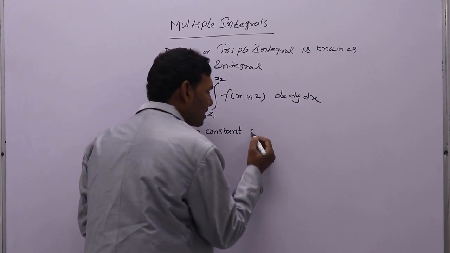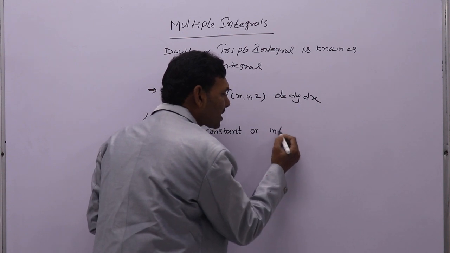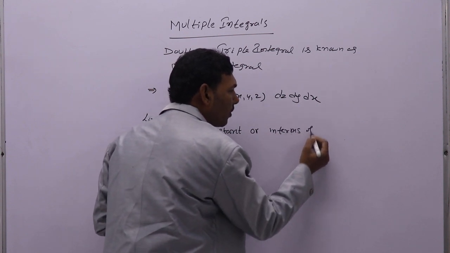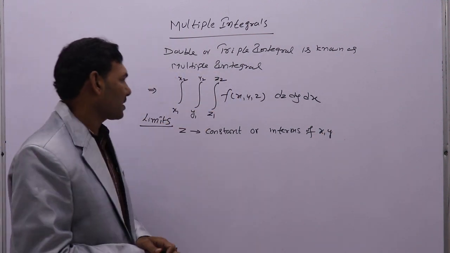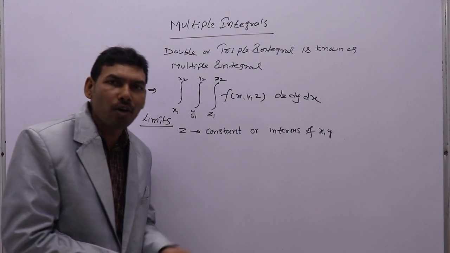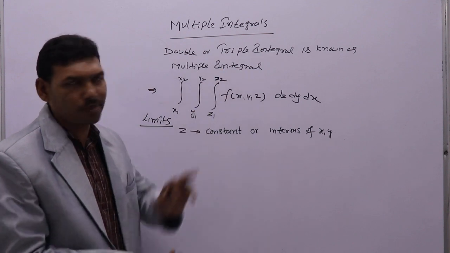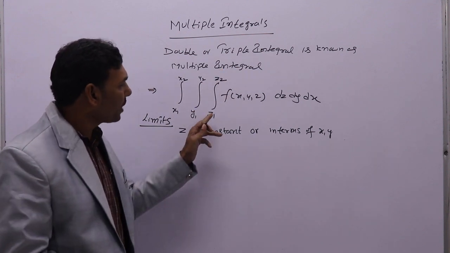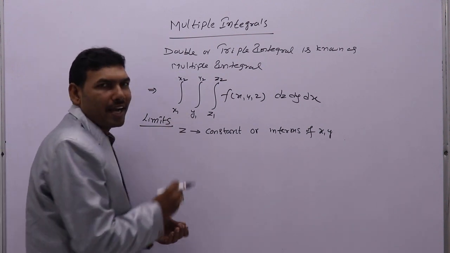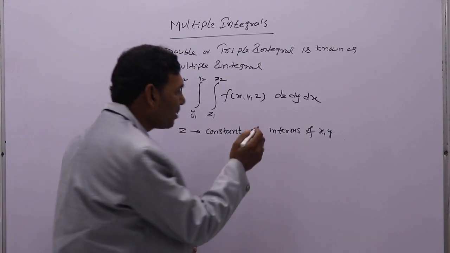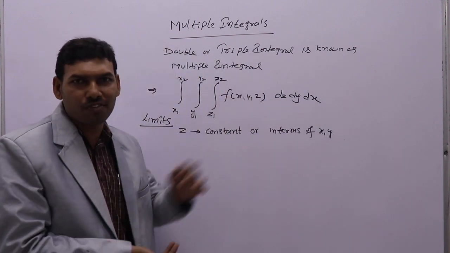What is the other case? It may have the limits in terms of x, y. So z is a variable which may have limits in terms of x, y, meaning z equal to x minus y to x plus y, or z equal to x plus 2y to x minus 2y. If we have like that, we can identify that these are the z limits, the limits in terms of x, y.